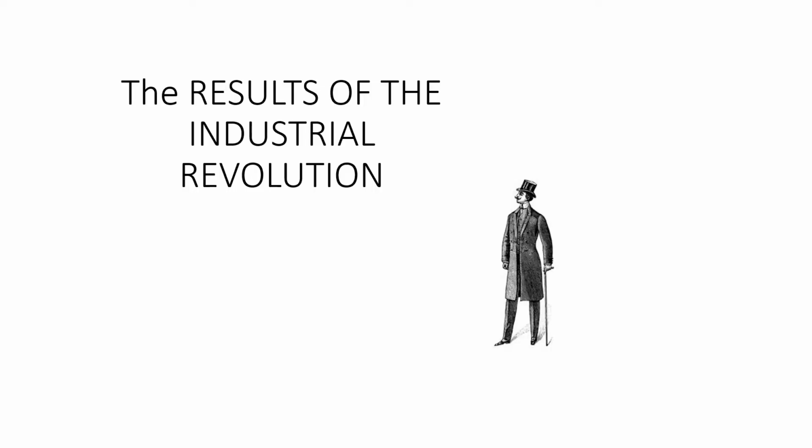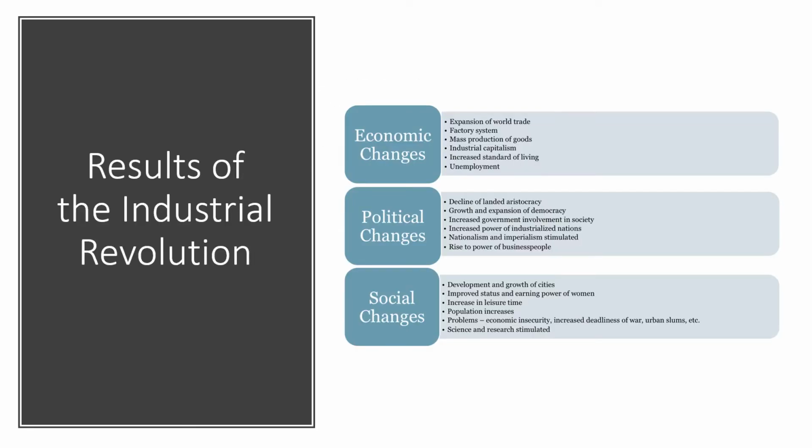So what were the results of the Industrial Revolution? When you think about results, there are three main factors: the economic changes, political changes, and social changes. These are the three areas that saw the most change because of the Industrial Revolution. Economics: world trade, factory system, mass production of goods, industrial capitalism, better standard of living, and unemployment. These are the changes in economics that happened.